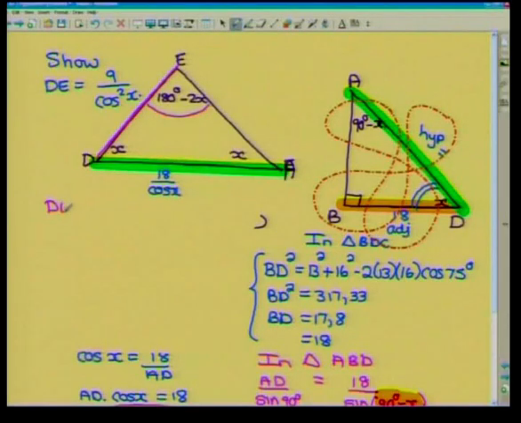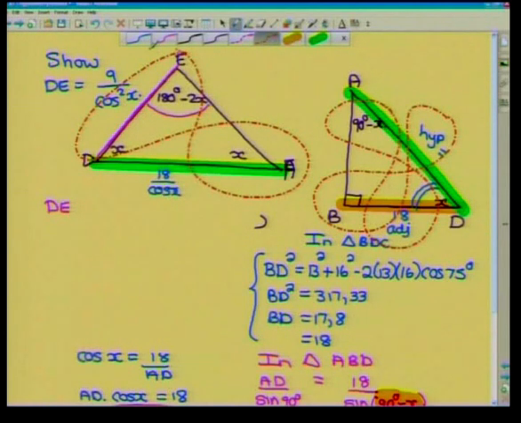So what do we want to do? We want to get ourselves DE. So the one we want is DE. Remember how I did it with this like 80 shape? Do I have a match? Yes, I do. So that's going to be DE over sine x equals the one I have, which is this blue one, 18 over cos x.